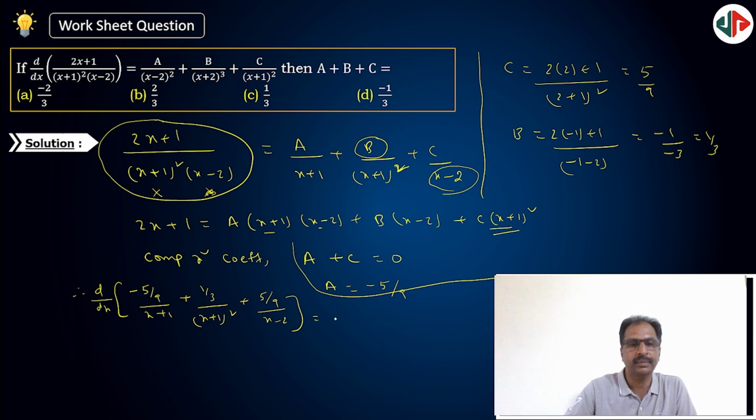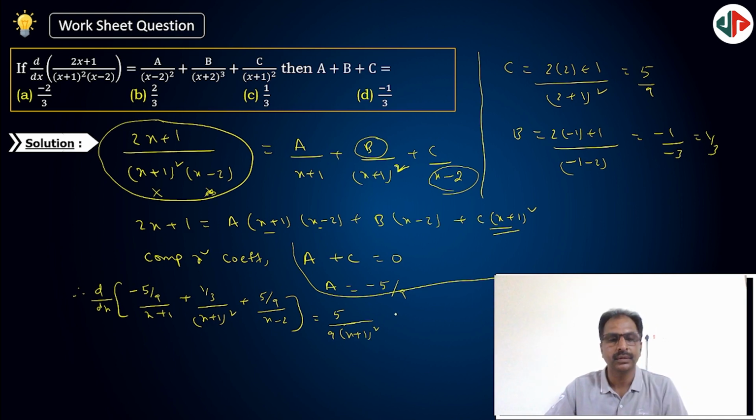Derivative of −5/9 by (x + 1) is 5/9 into (x + 1)². The derivative of 1/(x + 1)² is −2/(x + 1)³. So this is −2/3 into (x + 1)³ you will get. Again, −5/9 into (x − 2)². Now this should be compared with the right hand side.